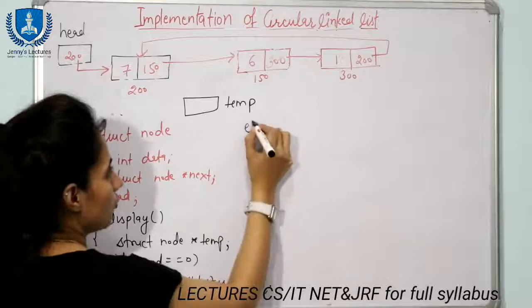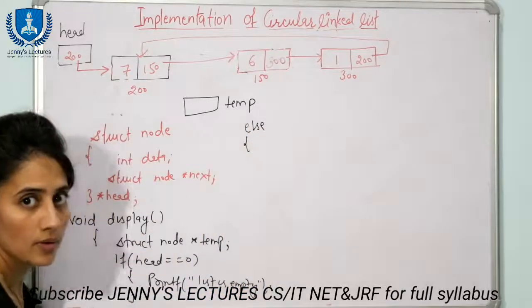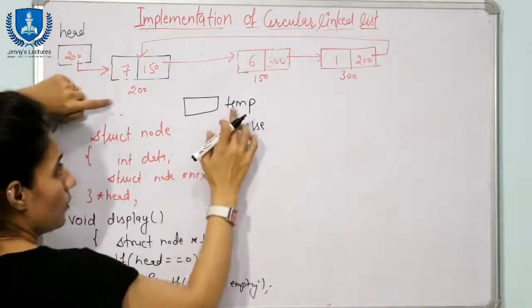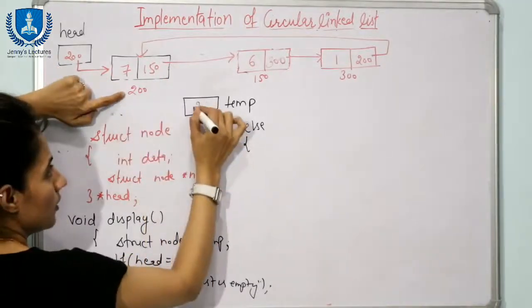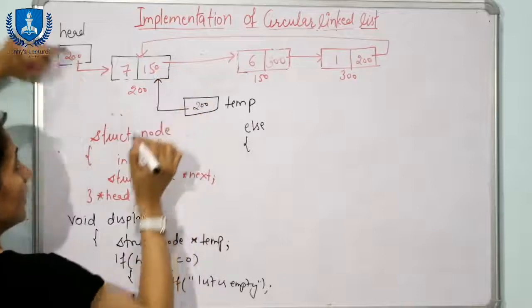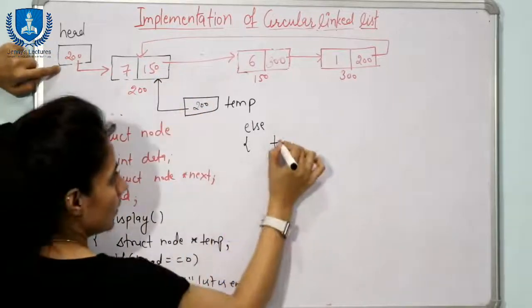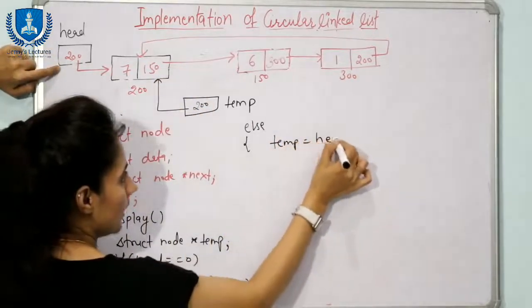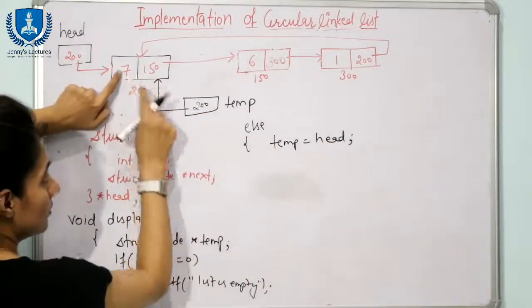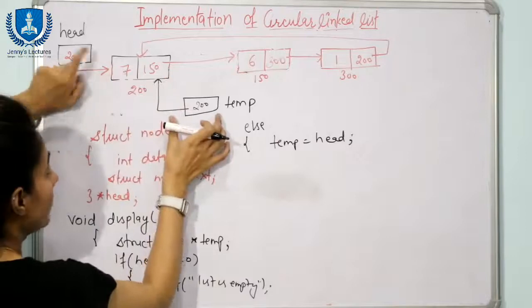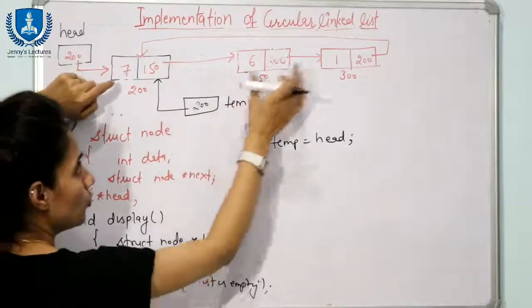Else, in the else part, what will you write? Now see, first of all we will point this temp to this node, that is we are going to store 200 in this temp. Now from where can I get this 200? In head we have 200. So here I'll write temp is equal to head. So now how can you print this data? See, this node has a pointer temp and head also, but we will use temp because we are going to move this temp.